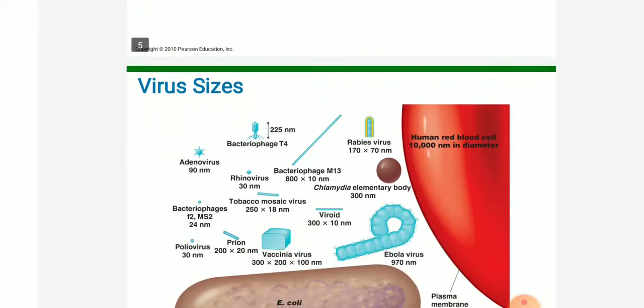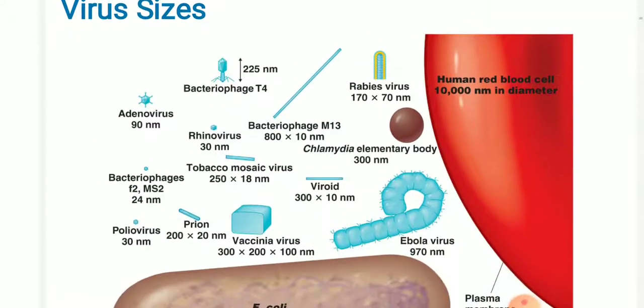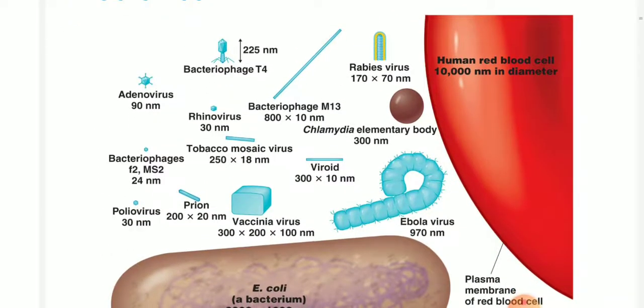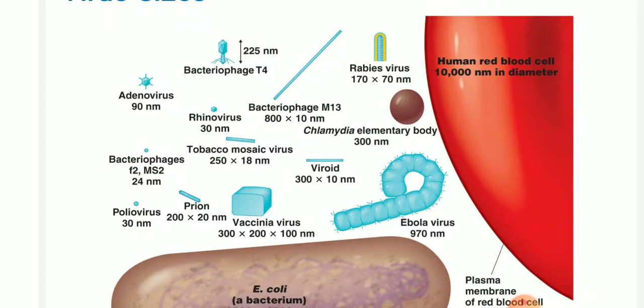Now let's look at the structure and size of viruses. The size varies among different viruses. For example, the bacteriophage is about 225 nanometers. The polio virus is 30 nanometers. The rabies virus is around 117 to 170 nanometers. The Ebola virus is 970 nanometers.